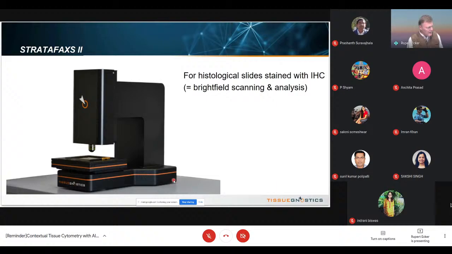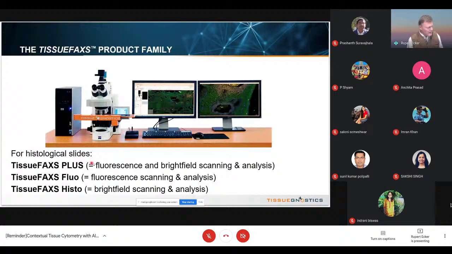And just to give you an idea how the instruments that TissueGnostics has developed look like, there are different versions, like here, StrataFAX 2, which supports bright field scanning of two slides. Or the main product that we have is called TissueFAX. This is a family of products, which is also available for bright field only, fluorescence only, or the combination thereof. And it's called TissueFAX Plus.